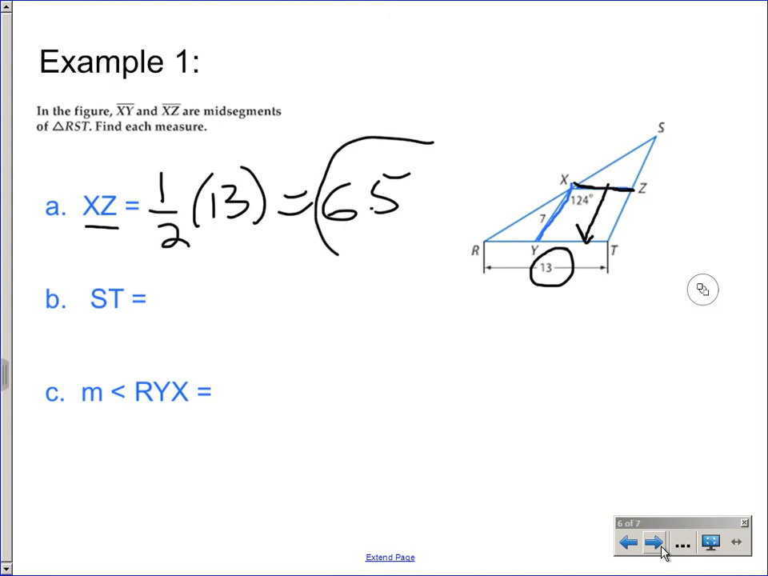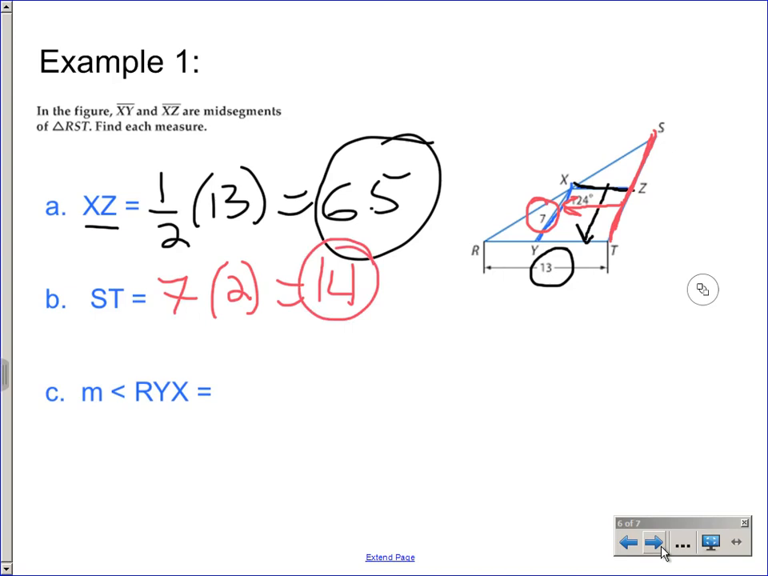So that's our answer. Now they want us to find S to T. They want us to find this side here. In order to find this side, I need to look at the midsegment, and I see that it's 7. So if the midsegment is 7, we know the length across from it is twice that. It'll make S to T 14.